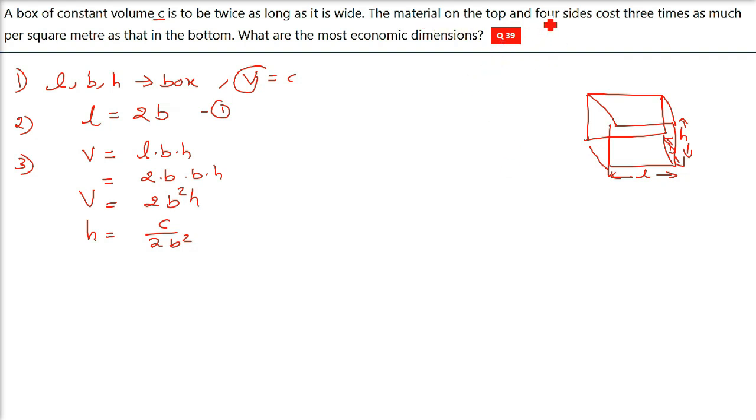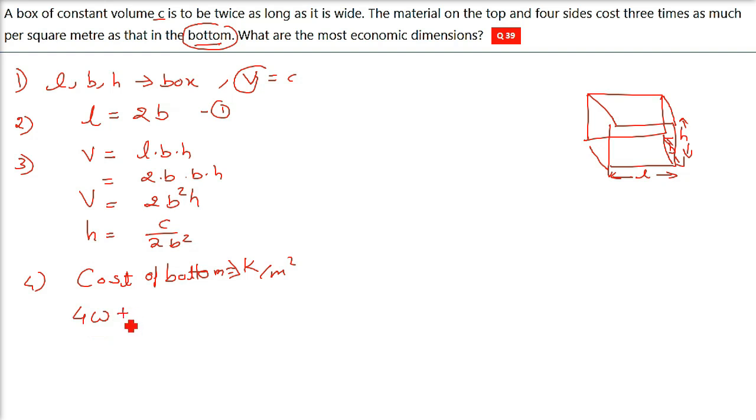The material on the top and 4 sides costs 3 times as much per square meter as that in the bottom. Bottom we will take separately. The top and the 4 sides we are going to take separately, because the material on the top and 4 sides has a thrice relationship with the bottom. There are 2 separate things, because there is a relationship being given. So what is the cost? We'll take them separately. Bottom we'll take first. Cost of the bottom, what is it? It's per square meter, K per meter square. Let us assume like this. It's not given, we are just assuming that it is K per meter square.